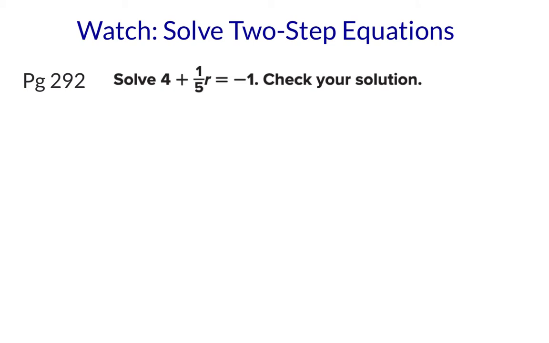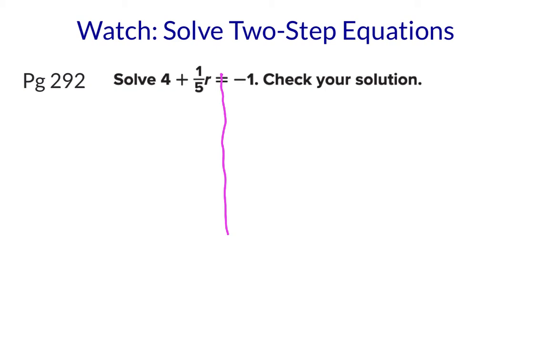So this first example is one I just want you to watch along with. So you can set your pencil down and watch as I show you how we can solve this equation, which is also located on page 292 in your book in case you want to be able to look back at this later. All right, so I have 4 plus 1/5 r equals -1. So we're still going to try to isolate our variable and get that r all by itself.